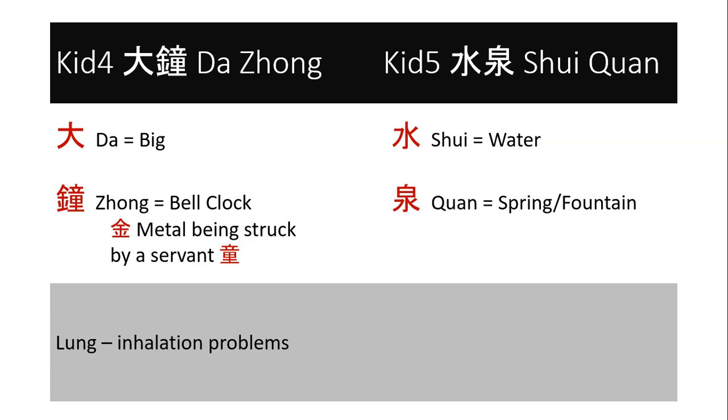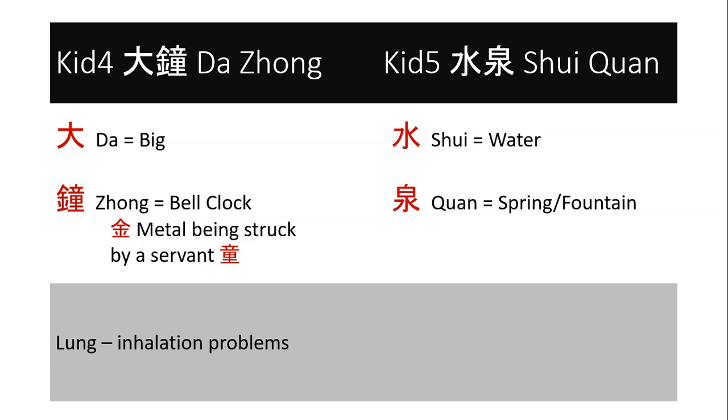So kidney 4 is called Zhong, the big bell. And the bell is basically, you can see the character for metal, and it's being hit by a servant. We'll see this character in gallbladder 39 as well. So it's something that's like a clock or a bell, something that's constantly chiming and is made of metal. So that would be the lungs.